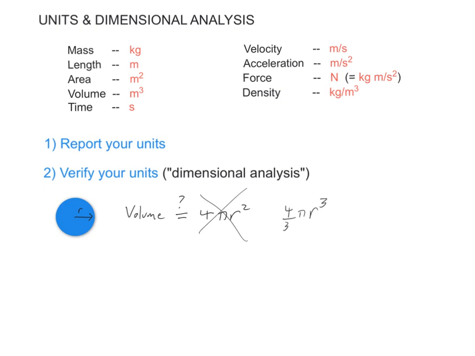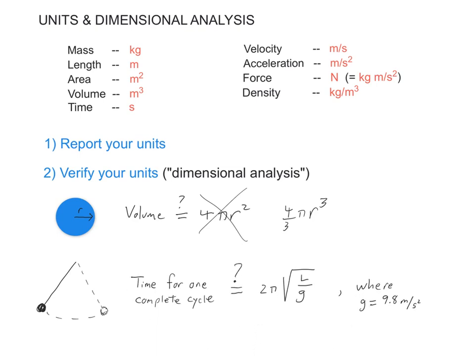Let me give you another example. Suppose I form a pendulum by taking a mass and attaching it to a string. I pull it back and release it, and I watch it oscillate back and forth, back and forth. And suppose I'm interested in knowing the time that it takes to make one complete cycle, in other words, back and forth motion. And a friend of mine comes along and proposes the following theoretical prediction for the time that it will take for one complete cycle.